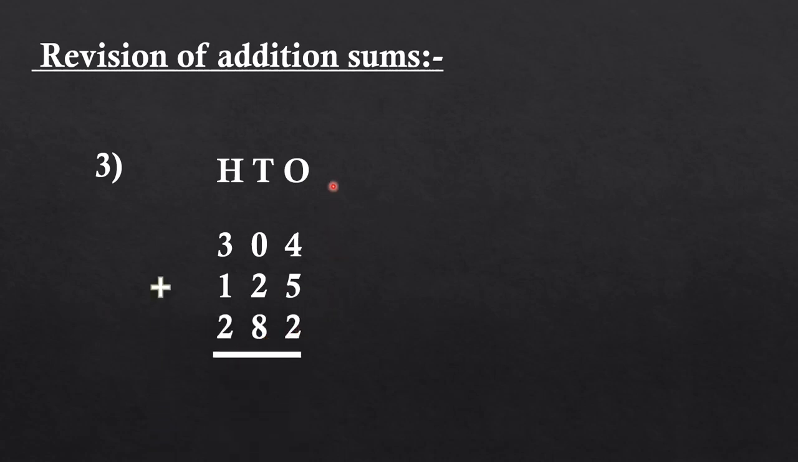So again we will start from our ones place. Here at ones place column we have 4, 5 and 2. So keep 4 in your mind and 5 on your fingers. So after 4 you have to count 5 numbers, 5, 6, 7, 8, 9. So now keep 9 in your mind and 2 on your fingers. 10, 11. So we will write 1 here and 1 will be carry over at tens place column.